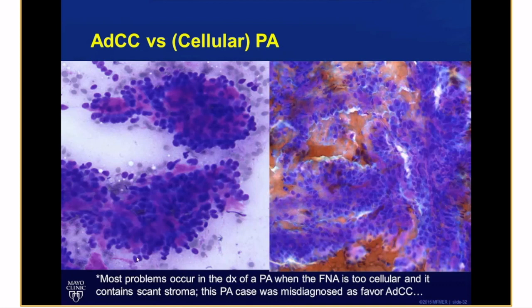So again, as I mentioned, most problems occur with the diagnosis of PA whenever the FNA is too cellular and you have scant stroma. So that's a very significant pitfall. And also, adenoid cystic carcinoma does not always have the large globules of varying sizes. Sometimes all you have is just a little bit of matrix, very scant matrix, and then it's very hard to make the diagnosis.